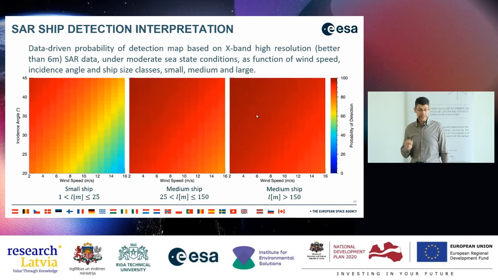Here, the plots are the same, more or less. This is a study to estimate, again, the probability of detection, theoretically, with SAR, depending also on the wind speed. And in this case, for different ship classes. We have small ships that range from 1 to 25 meters, medium ships 25 to 150 meters, sorry, that's a mistake there. So that's large ships, for length larger than 150 meters.